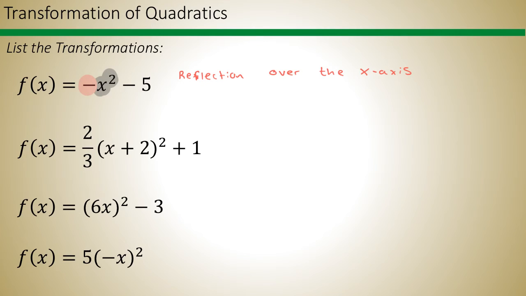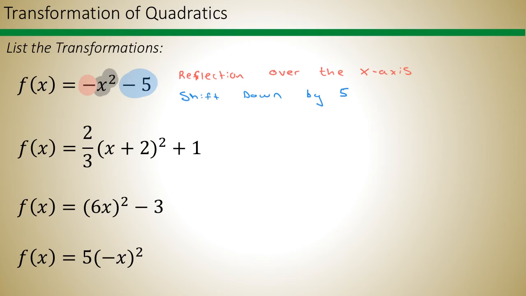Okay, the last thing we see is this -5 out here. Since it's not inside of the parentheses, that will be a vertical shift, and it's going to shift down. So I can just say it's a shift down by 5. Okay, and this actually helps us graph this thing, so we know that it's going to be facing upside down, and it's going to just move down 5 units.